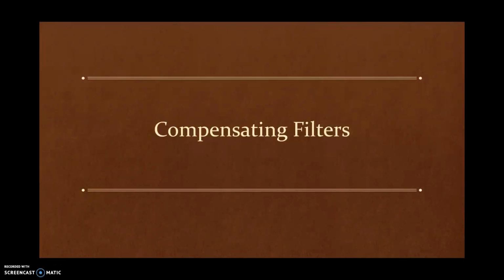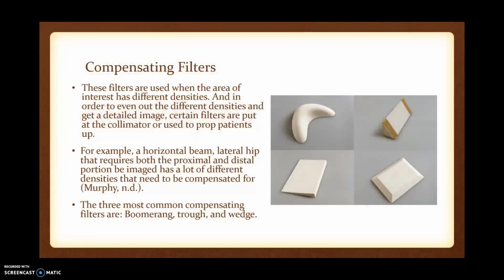Then compensating filters. These are filters that help level the different densities. As I mentioned before, different tissues have different densities, and it helps kind of have an even playing field so that all the tissues are visible. So these are just some of the examples right here. And actually some of the filters, prop the patients for, let's say, a horizontal beam lateral hip that requires both the proximal and distal portion to be examined, but there's a lot of different densities in between, so that's where they would come in handy.